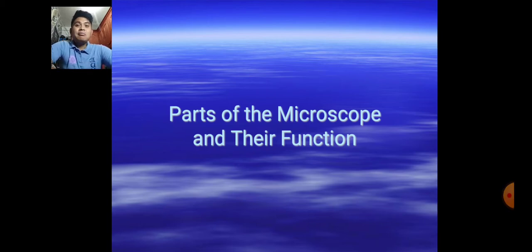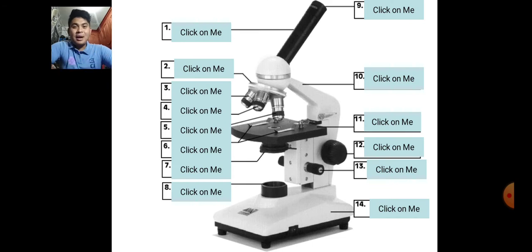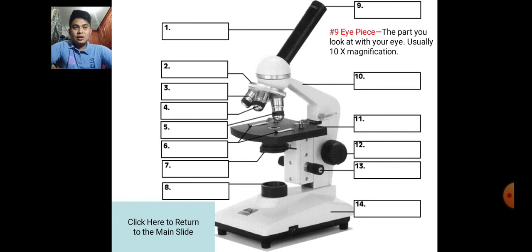And now, I'm going to present to you the parts of the microscope and their function. So let's start. That's the image of a microscope, or should I say, the electronic microscope. So first, the eyepiece. The part that you look at with your eye, usually 10 times magnification. That is your eyepiece. Okay po, that's number 9.